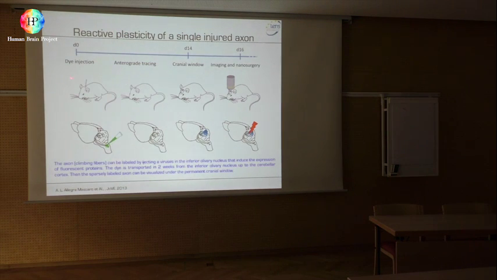So what we do, we do dye injection, we make anterograde tracings, we make the cranial window. So in this case, all the climbing fibers are labeled. We label the climbing fibers with virus. Then we make the imaging in a non-surgical way, and then we study after days what was happening.